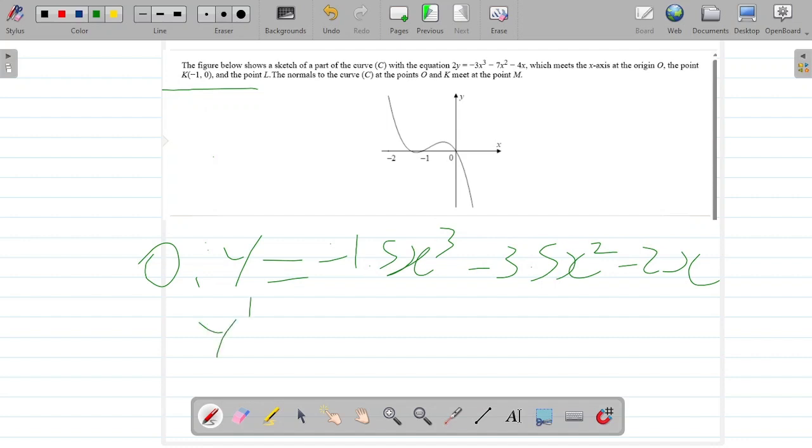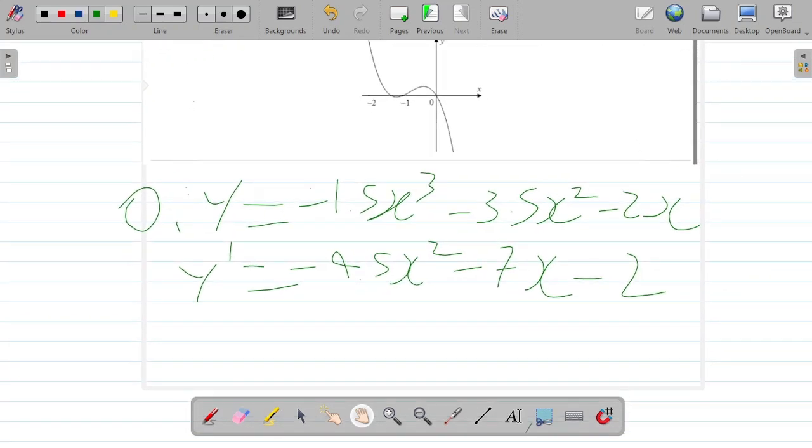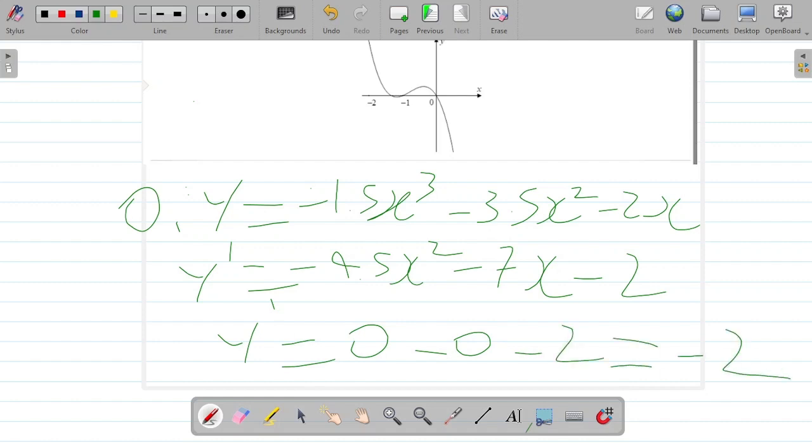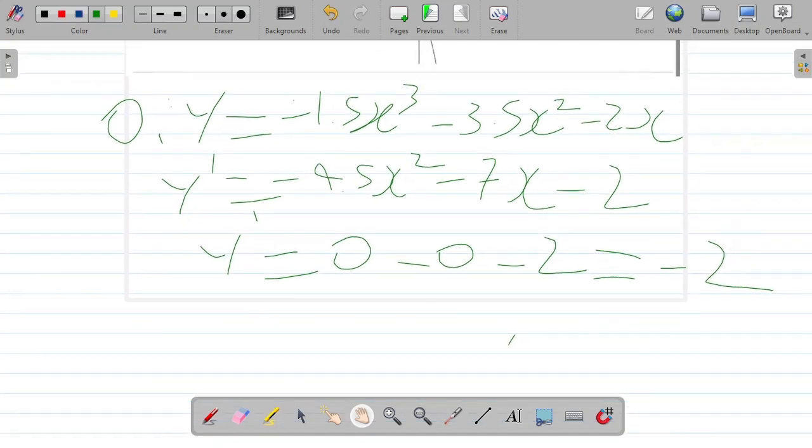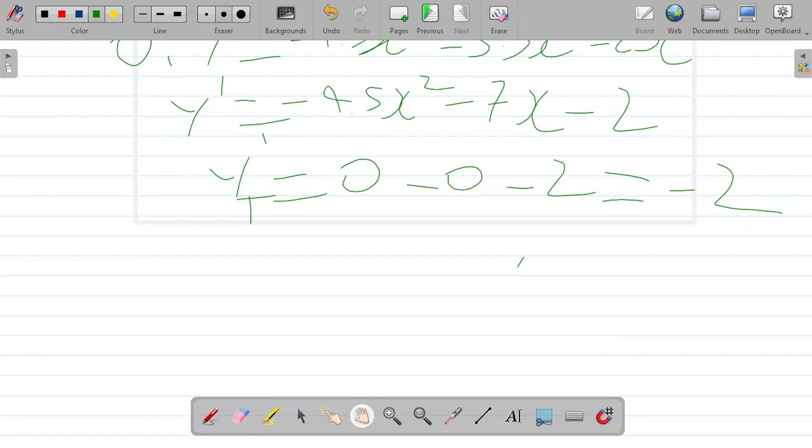Now we can differentiate it. Y prime is equal to negative 4.5x squared minus 7x minus 2. The origin has what x? X is 0, so we substitute 0 in, so y prime is equal to 0 minus 0 minus 2, which is negative 2. This is for the tangent. Now we want the negative reciprocal to get the normal. So the gradient of the normal is negative 1 over negative 2, which equals 0.5.